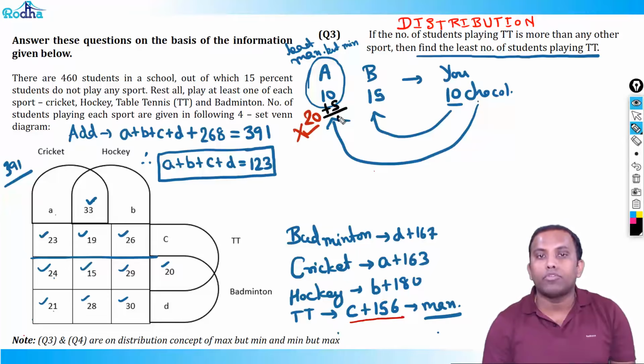And both I'll make 15. Both are now 15. I've given 5 to A, so I'm left with 10 minus 5, that is 5 chocolates. So I'll keep making them equal, right? I have 5 chocolates, still I can make them equal.